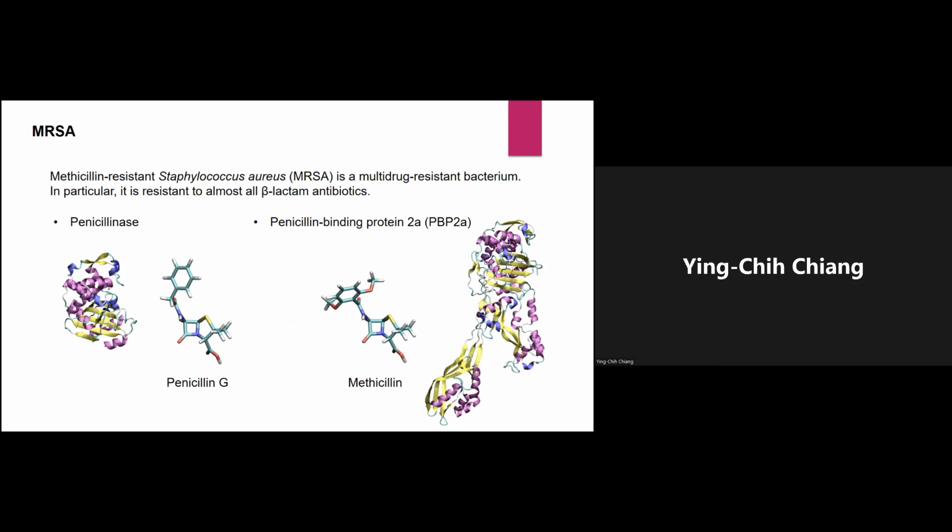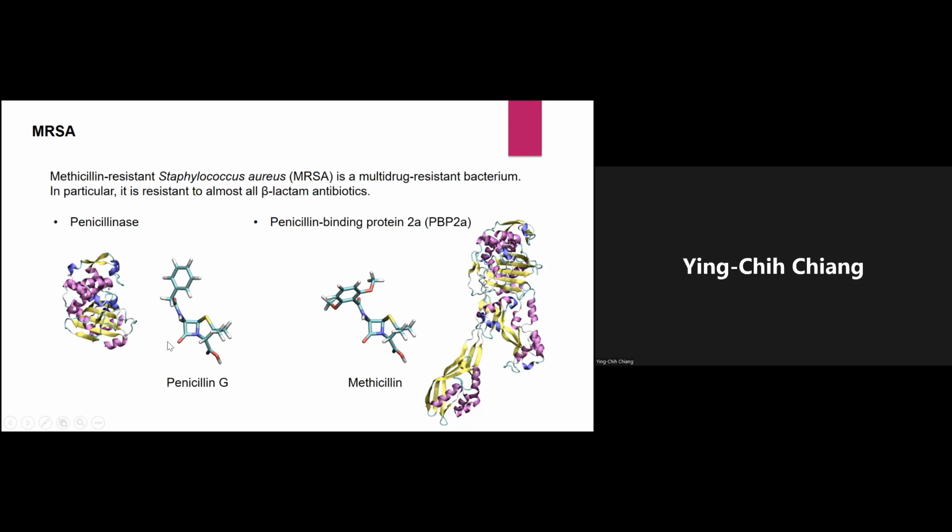in antibiotic resistance. MRSA, the methicillin-resistant Staphylococcus aureus, is a multi-drug resistant bacterium. In particular, it is resistant to almost all beta-lactam antibiotics. The reason that it can do so is that, first, it can produce penicillinase, which is an enzyme that can decompose the penicillin kind of antibiotics.